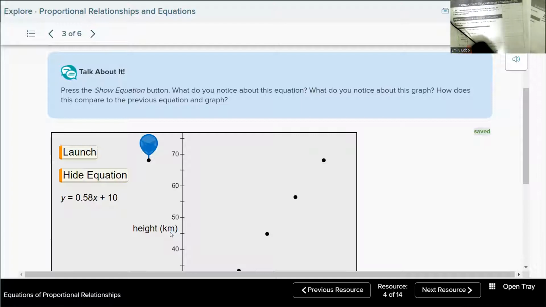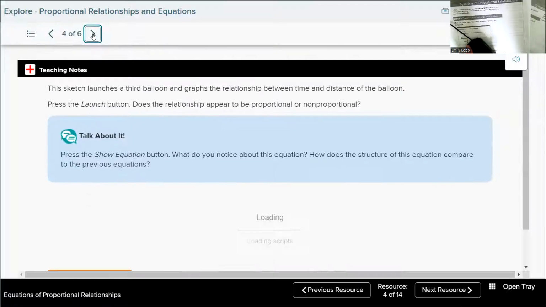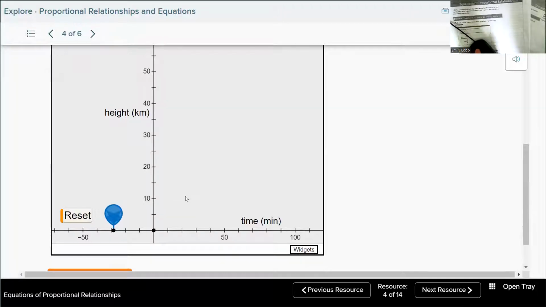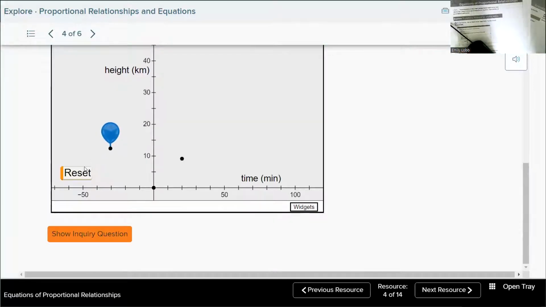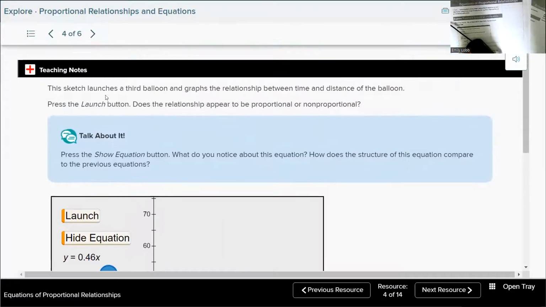So see how they added on? See the difference between the proportional and the non-proportional? Non-proportional, they were adding on. It started not at 0, 0. All right, let's launch this balloon. Is this possible? It's possible. It's starting at 0, 0. It looks pretty proportional. Let's see. Yep, looks good. Nothing was added on.